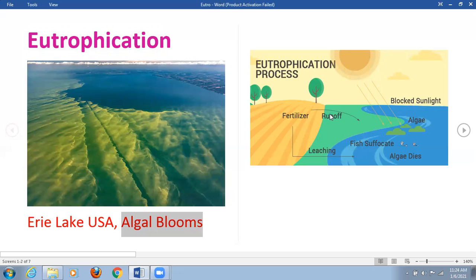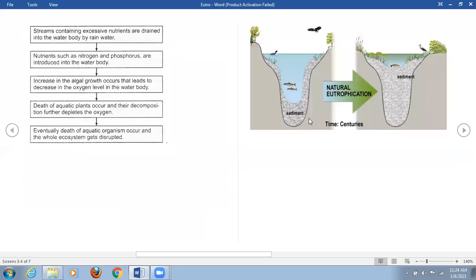So as I told you, ponds, lakes, and rivers during natural eutrophication, during the early stage of their formation, are relatively barren. So during the early stage, this lake doesn't have much water, and when water is not there, it does not support aquatic life. So no fish are there.